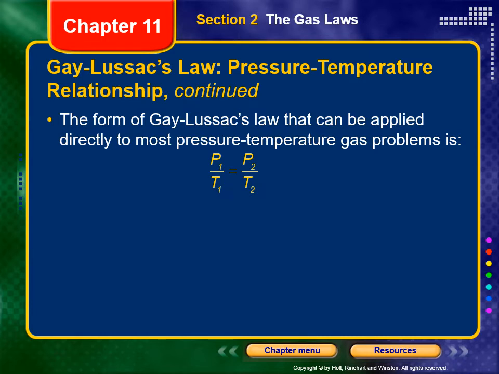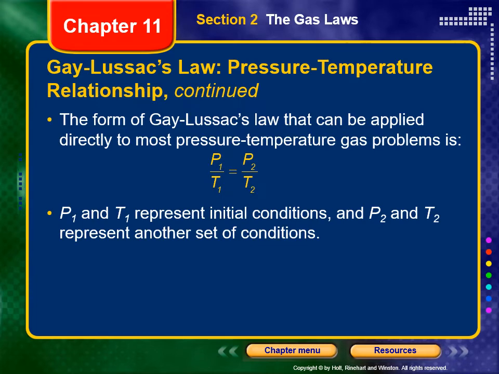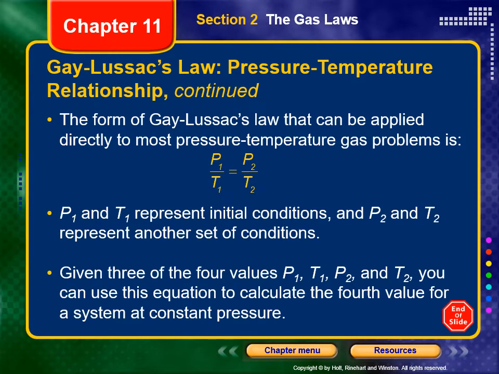So once again, you have four variables. If you have three, you should be able to solve for one of them. You have to remember, of course, that this only works if the volume is held constant somehow and that the temperature is in Kelvin.